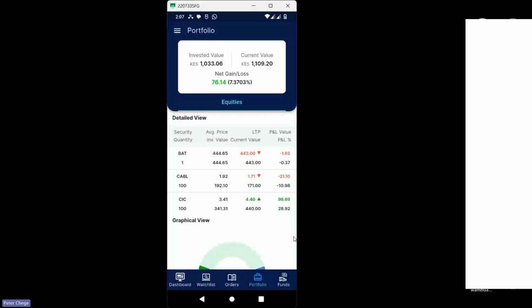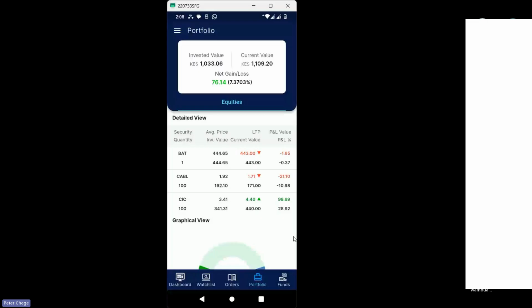If you look now, like RTP, that is the last traded price, 443. These prices are real time from the market. Right now, my shares are below my break-even point for BAT. But if you look at CIC, it is 440. It is green. My break-even point is 341. It has gone to 440. So I've already made profit.